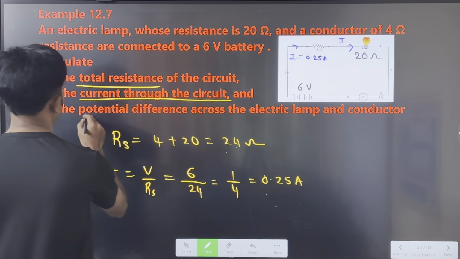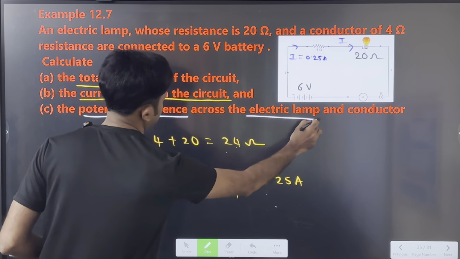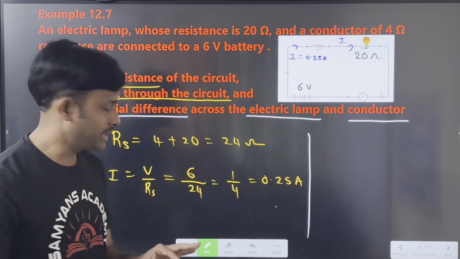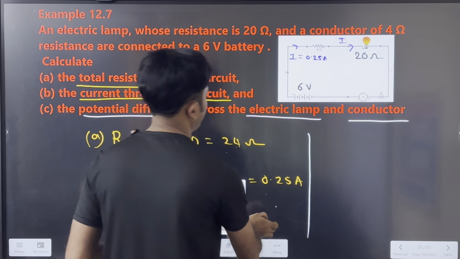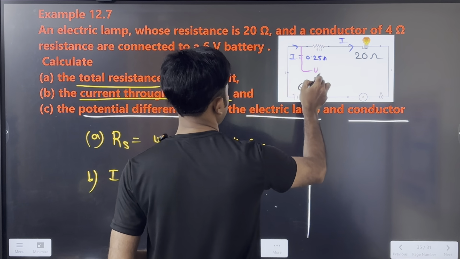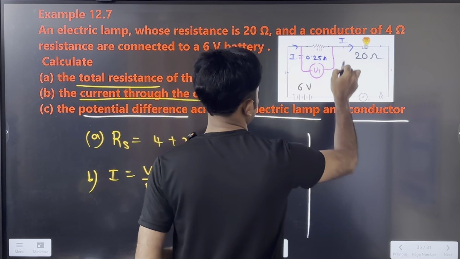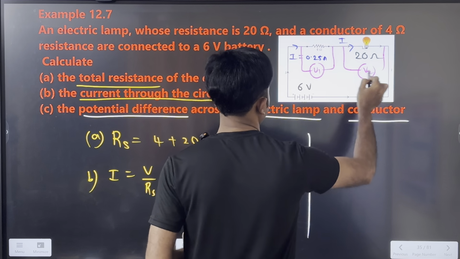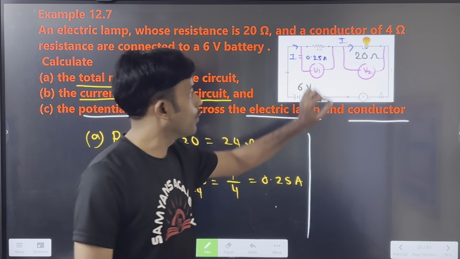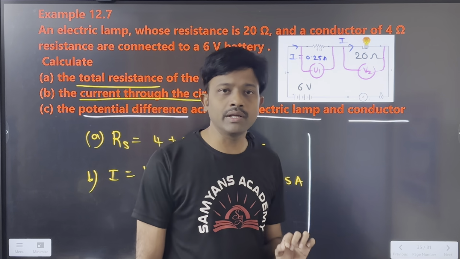So what is the potential difference across each electric lamp and conductor? You have to find the voltage drop. How do you find the voltage drop? We have this connection. This is V1, right? And let us say this is V2. Then how do you find the voltage across the 4 ohm resistor, and the voltage drop across the 20 ohm resistor?